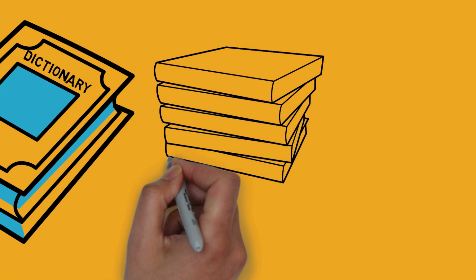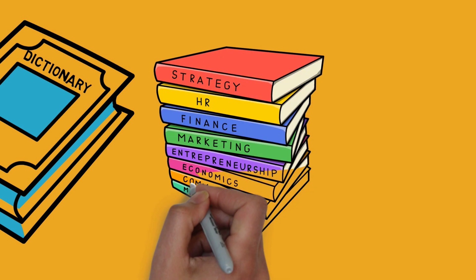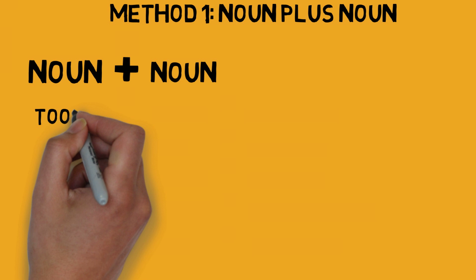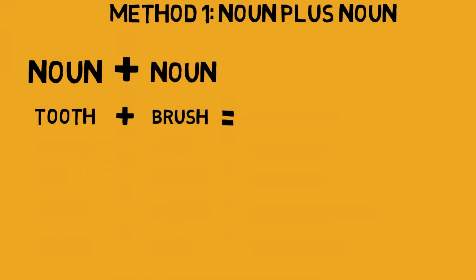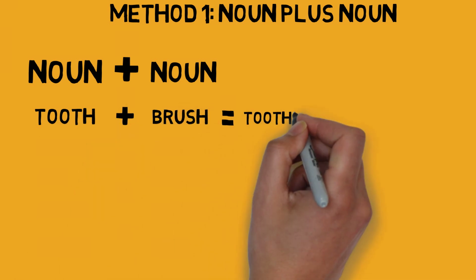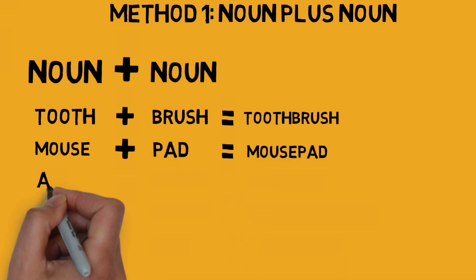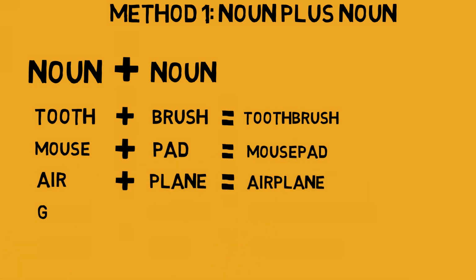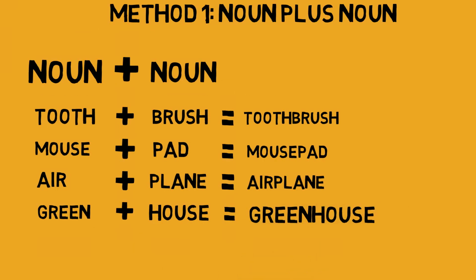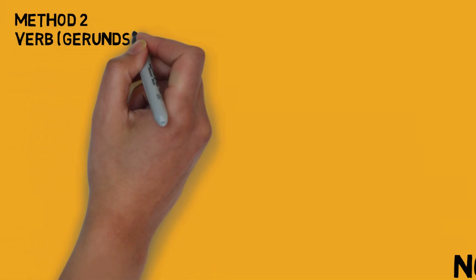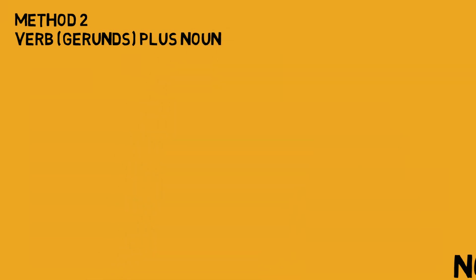Okay, let's jump right away into the first way to make compound nouns, that is by combining two nouns. For example, tooth plus brush becomes toothbrush. Mouse plus pad becomes mousepad. Air plus plane becomes airplane. Green plus house becomes greenhouse. Boat plus man equals boatman. So in these examples, you see two unrelated nouns combined to form a new noun.